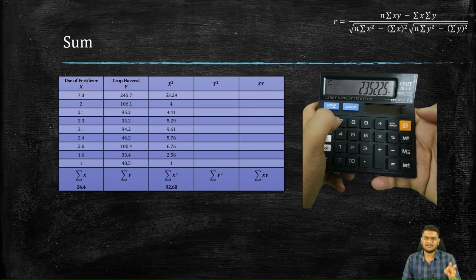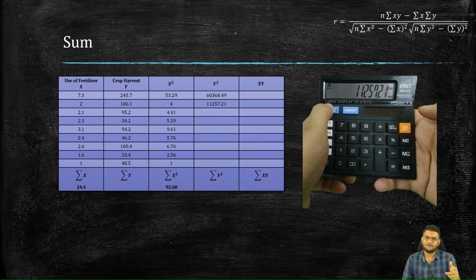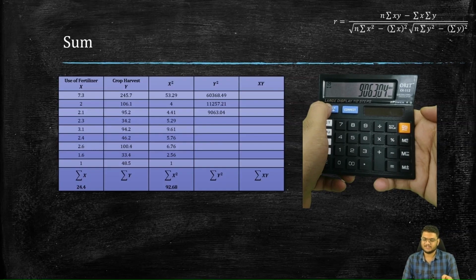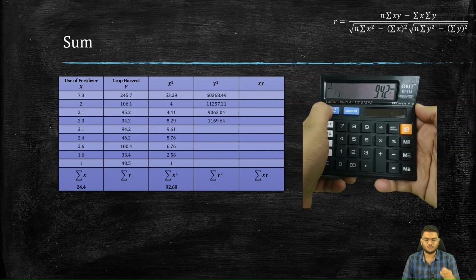Now press the check button three times, you will get the first value, that is 60,368.49. Now press it three times again, you will get the next value, that is 11,257.21. The next value is 9,063.04. The next value is 1169.64.